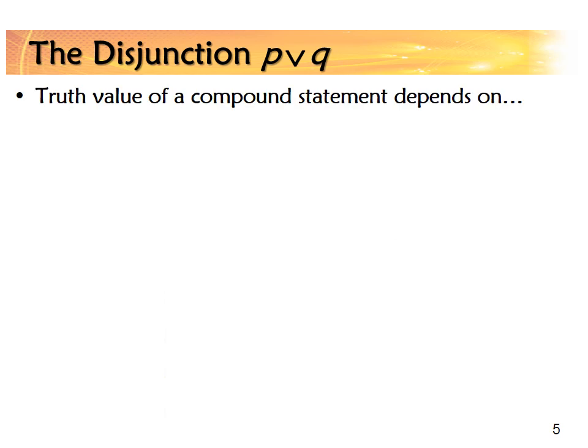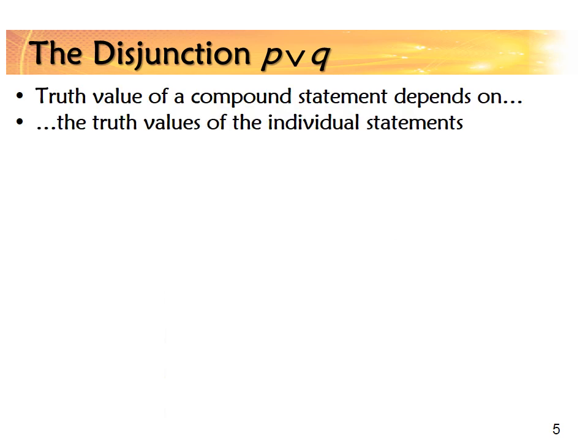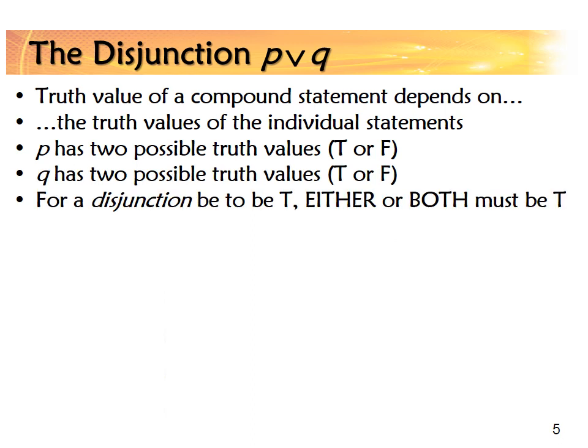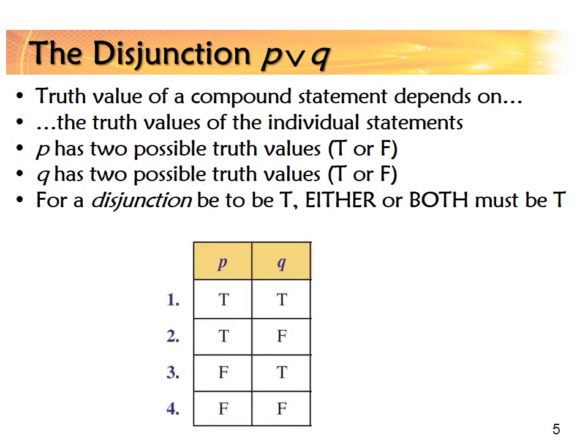What about a disjunction? Now that depends once again on the individual statements, and each of those has 2 values. Now for the or, either or both must be true for it to be true. So one of them can be false. The only case in which the statement is false is when both are false. So here's the table I had from before.